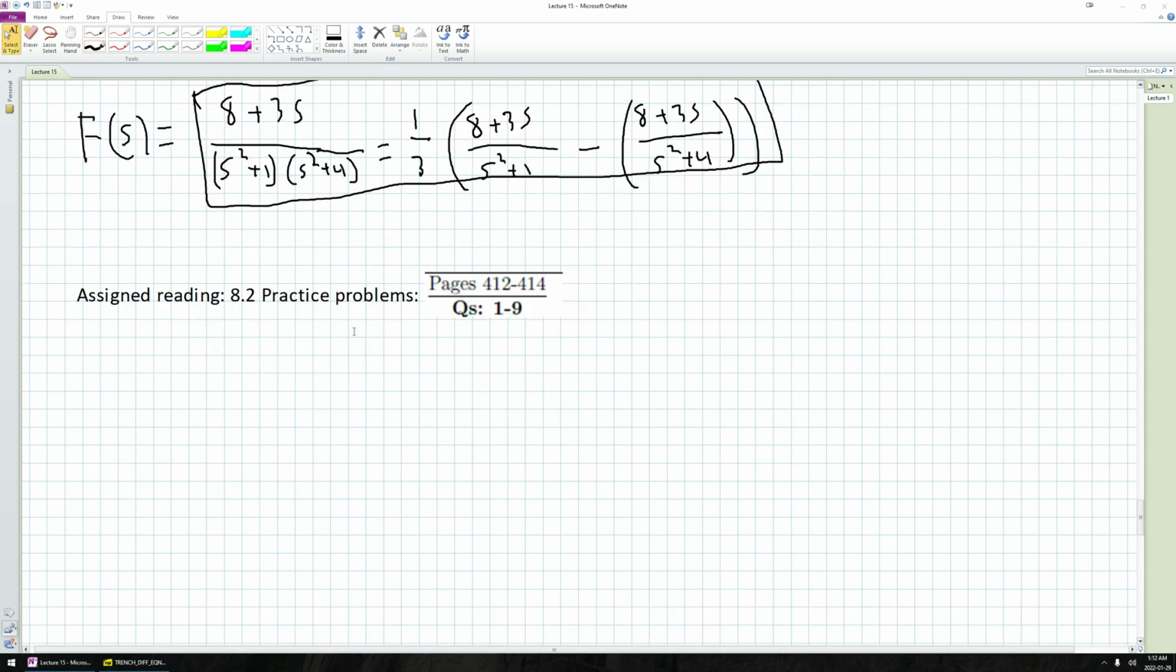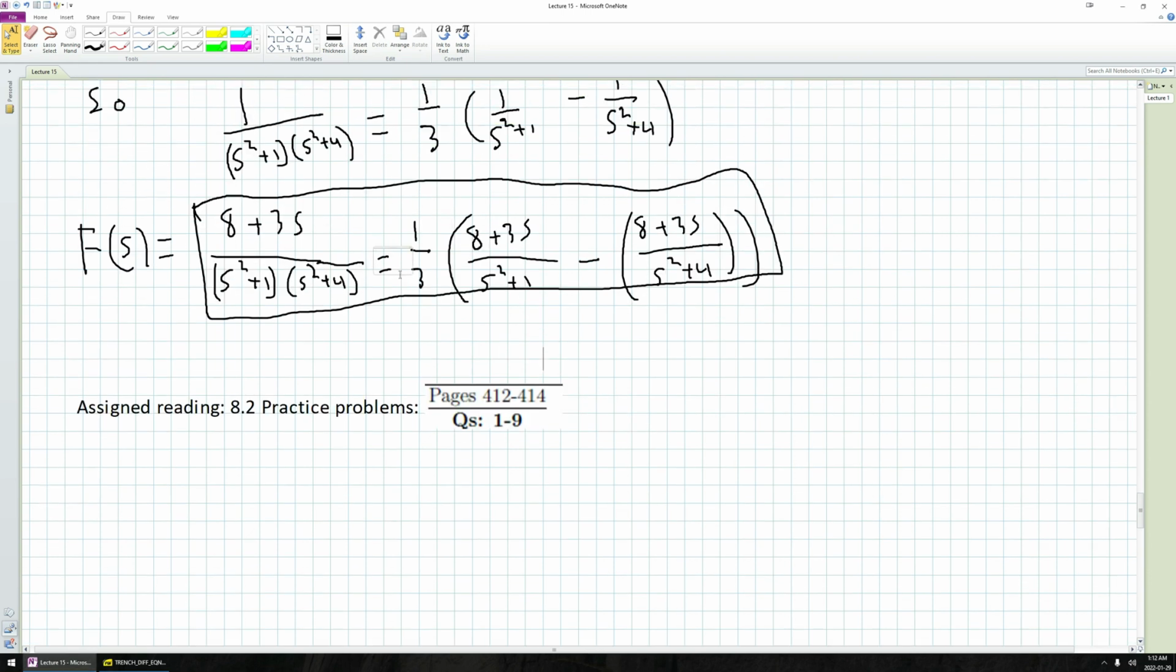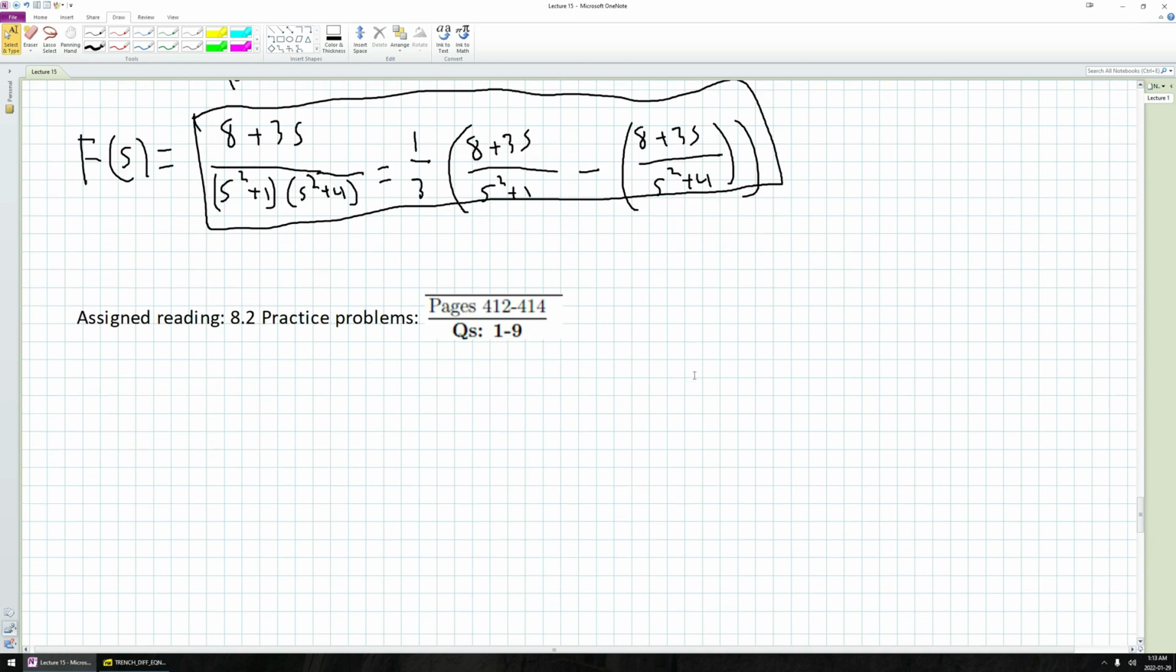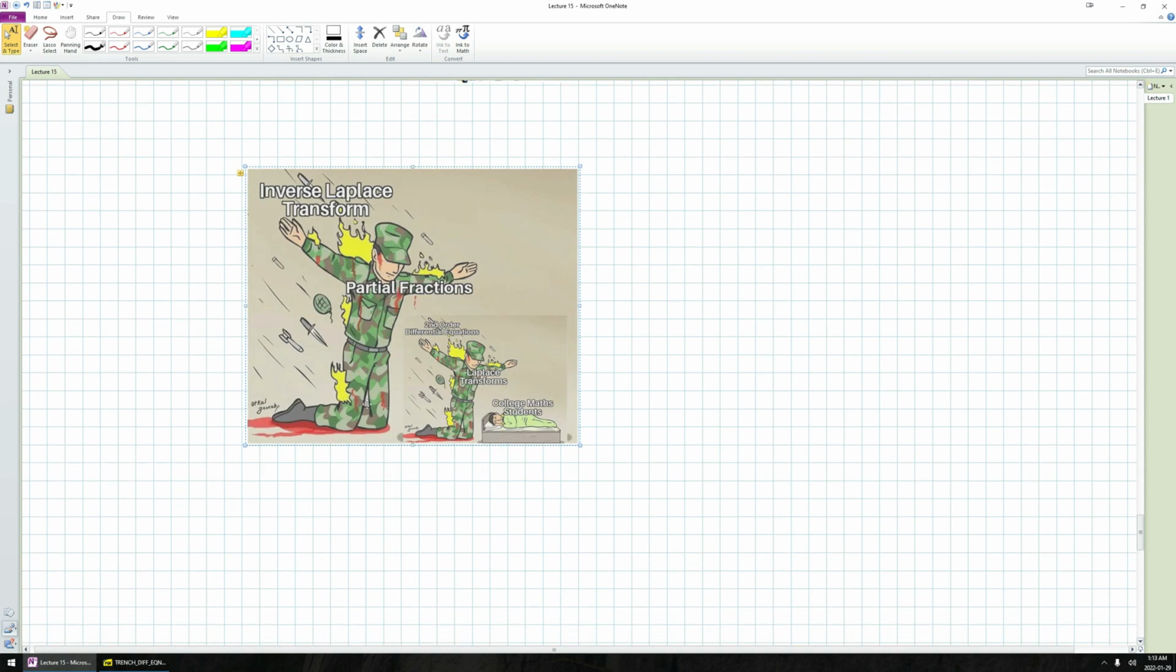Okay, so for the assigned reading, I want you to go through section 8.2. We basically mirrored everything that they did, other than I didn't do the final steps for doing the Laplace transform stuff. So it might be good to practice those on your own, like try to finish the question and find the inverse Laplace transform of this on your own. Check with the book, that type of thing. For your practice problems, this is what we have.